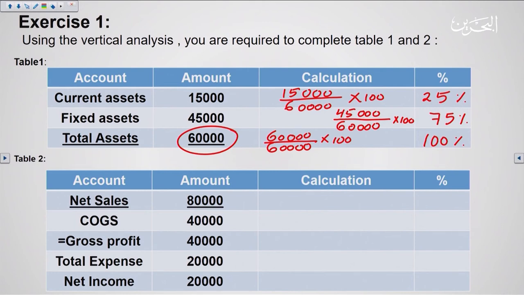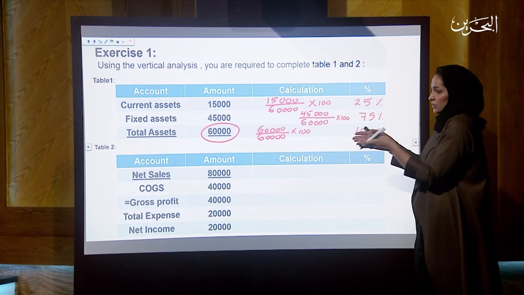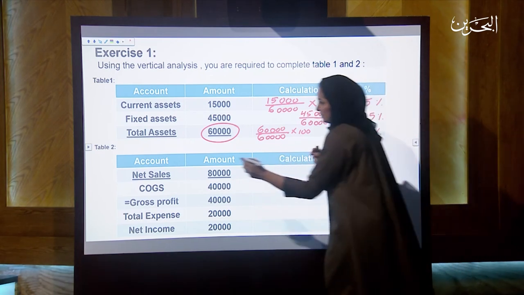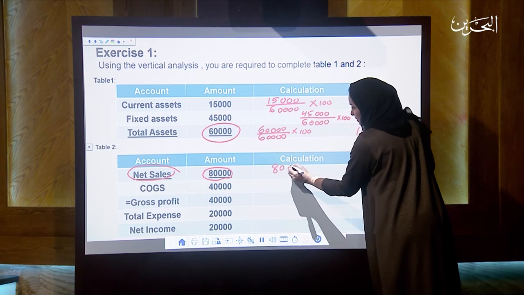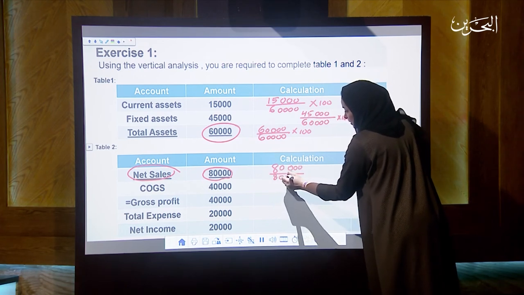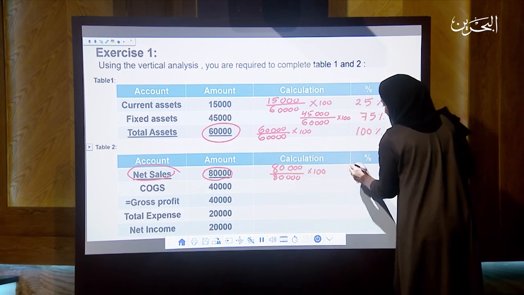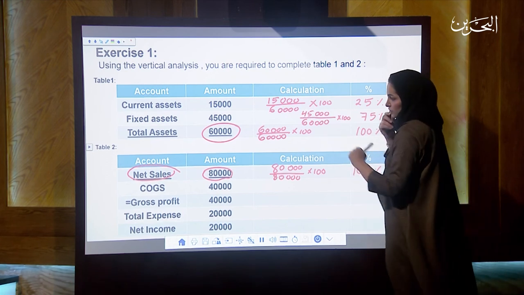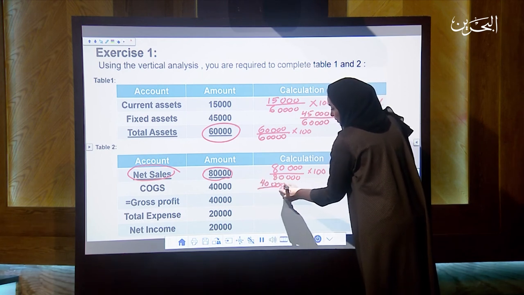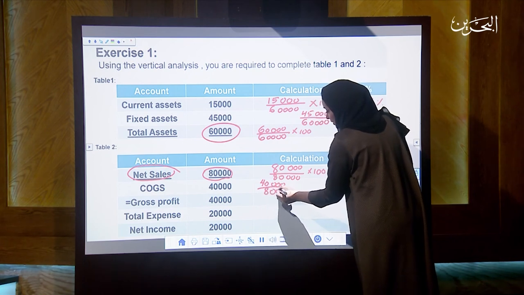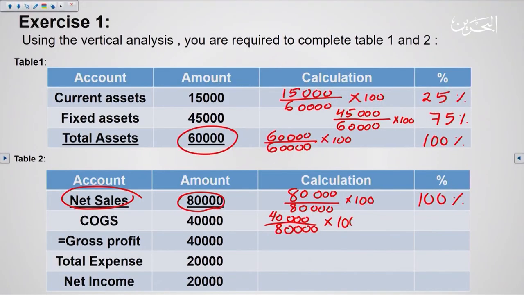Let's see table number two. We notice that these are income statement figures, so the formula says any item of the income statement divided by net sales. We will divide the amounts by net sales. So 80,000 divided by 80,000 multiplied by 100 equals 100%. Cost of goods sold, 40,000, also divided by net sales, which is 80,000, multiplied by 100 equals 50%.